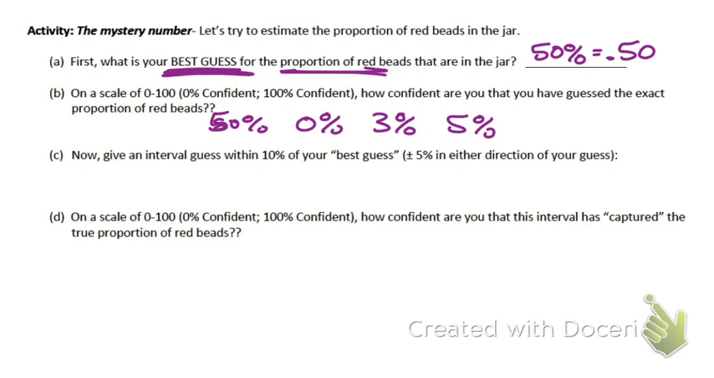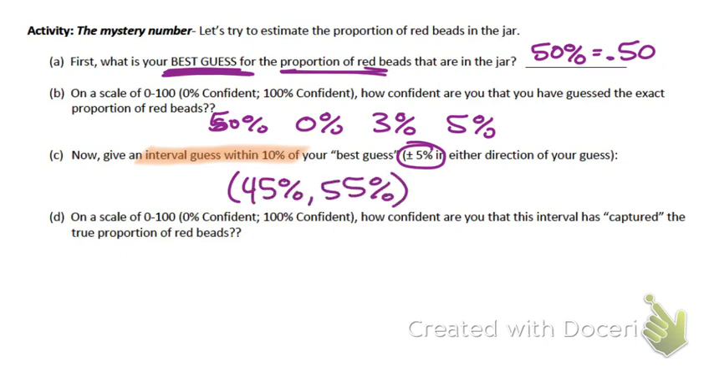All right, now, here's what I'm going to do. Because I know you tried really hard to get close, I'm going to give you an interval of 10%. So what you're going to do is take your best guess and do 5% on either side and create an interval of a guess. Mine, for example, if my guess is 50%, my interval would be 45% to 55%. You are basically taking your best guess and adding 5 and subtracting 5 in order to get an interval of possible true values.